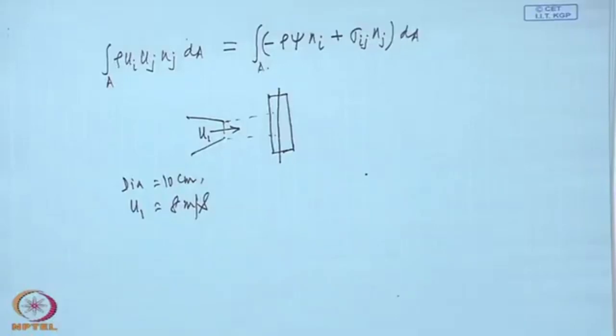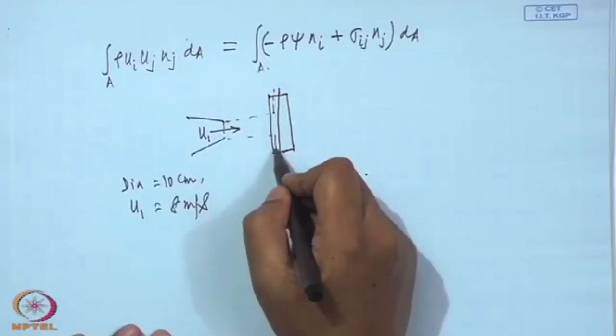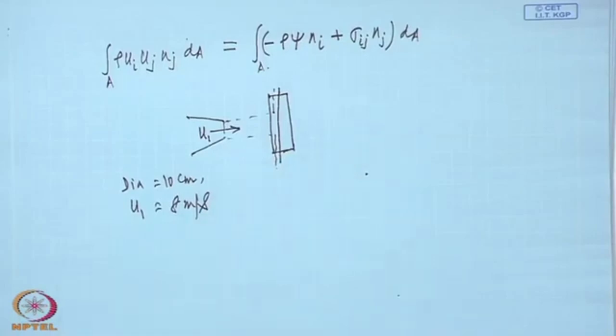What happens when this jet hits the plate? Remember that the jet splits into half, it follows the plate. So, there will be flow here after coming here. When it hits the plate, it can no longer go in the straight direction. So, it will go up and down following the plate.